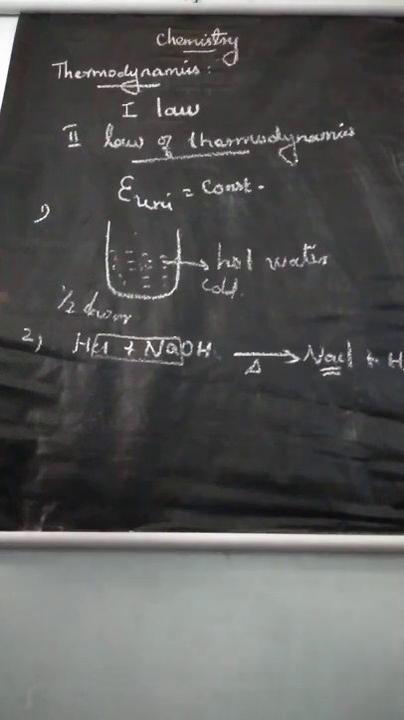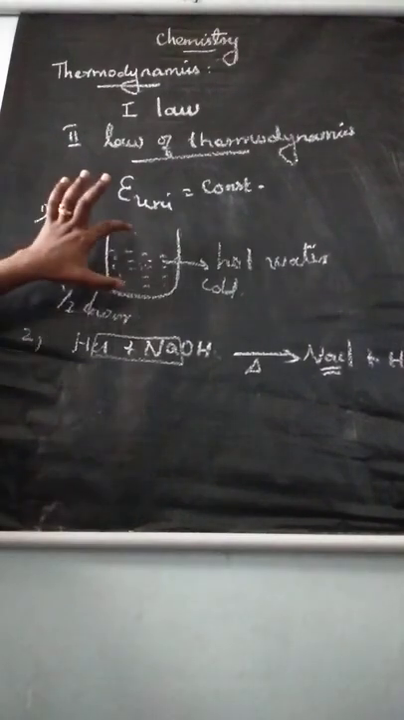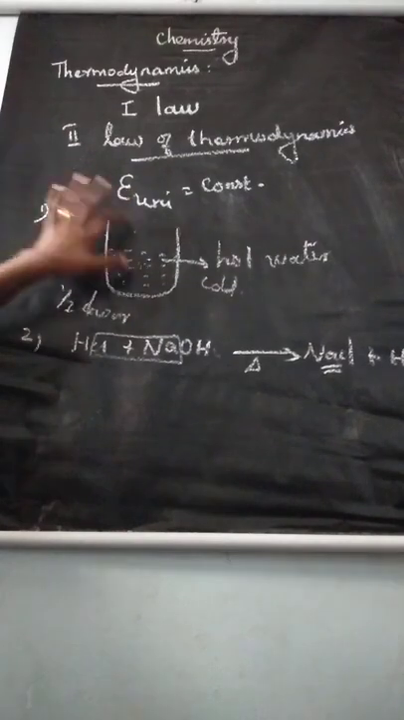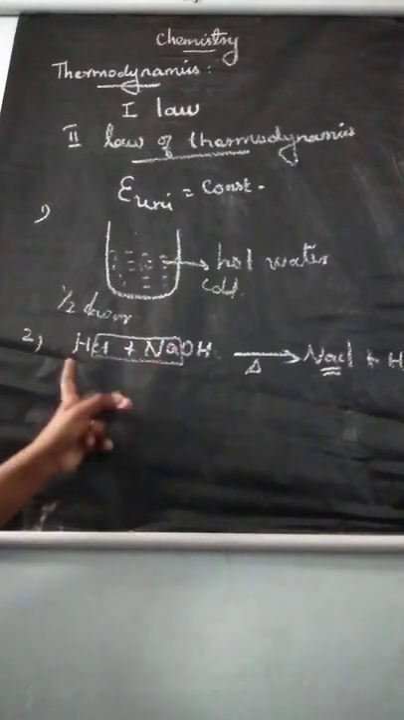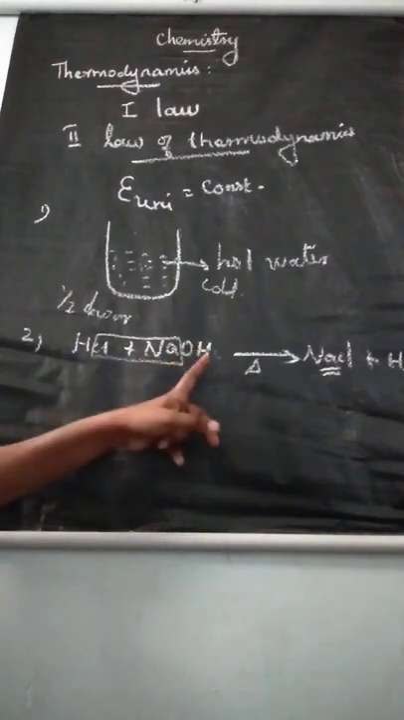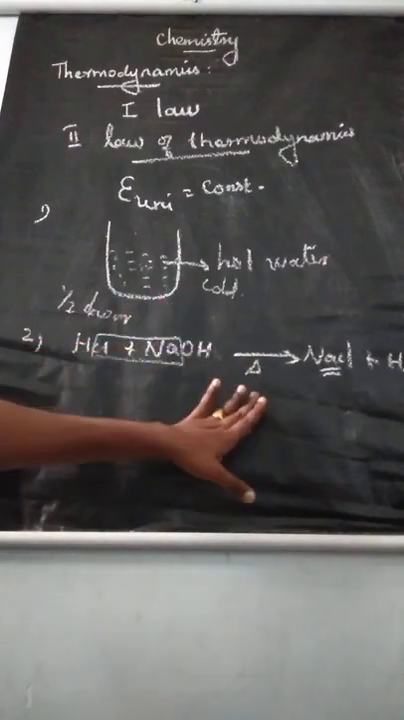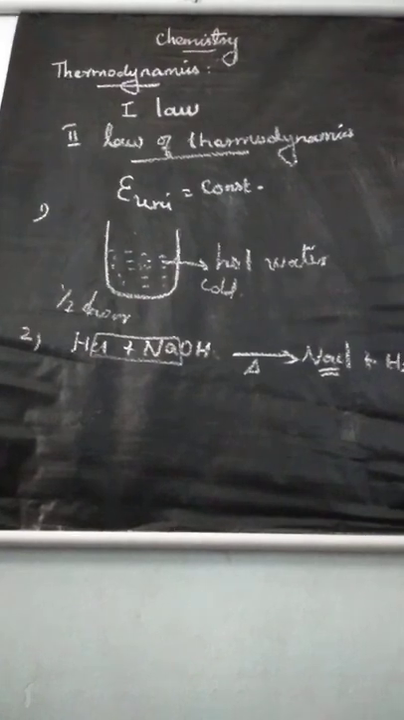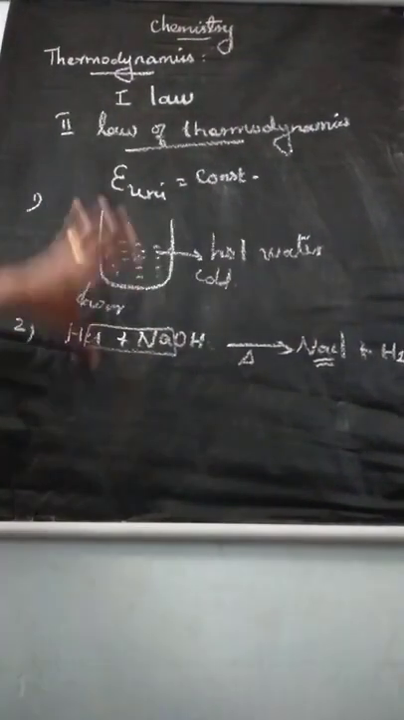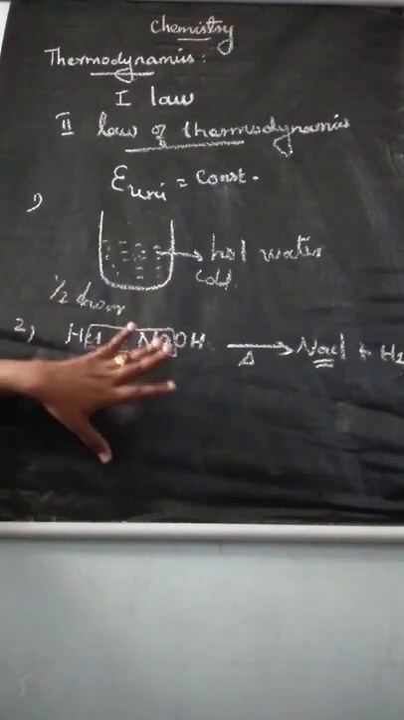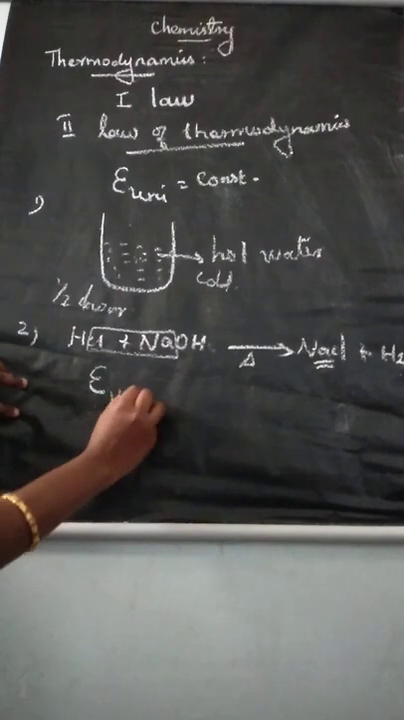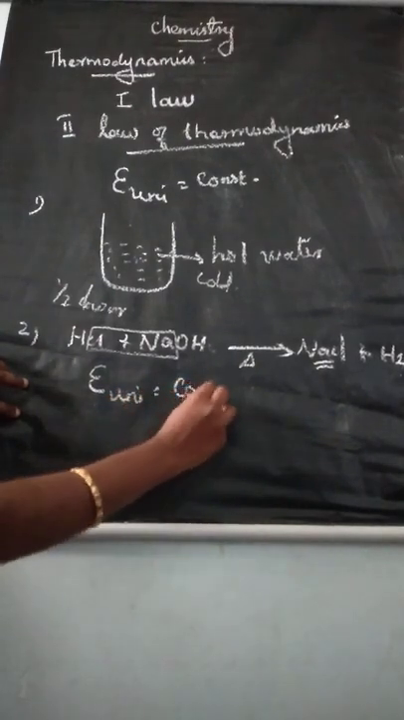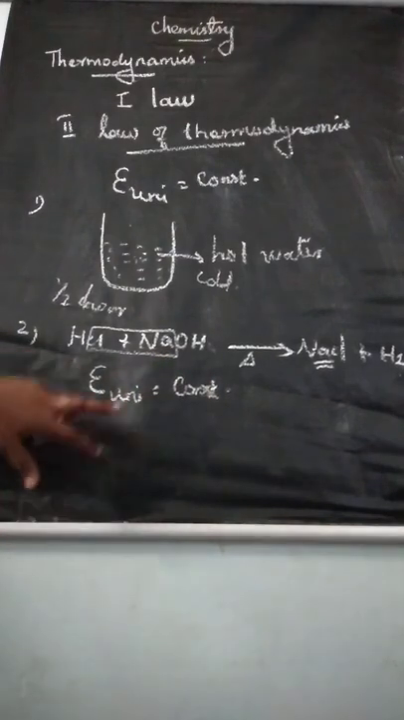Understand? So we learned two examples. In the first example, take a glass of hot water; it loses its heat energy and becomes cold. In the second example, hydrochloric acid and sodium hydroxide lose heat energy and you get the product sodium chloride. Listen, in both of these two processes, the energy of the universe is constant.